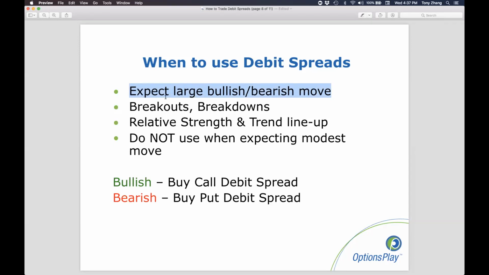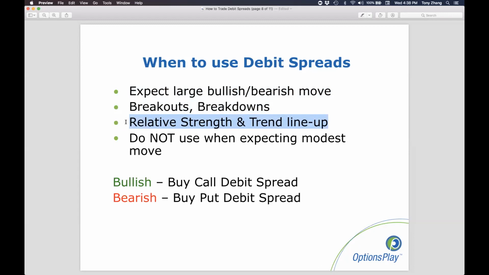So usually when we're talking about using debit spreads, this is when you've identified some kind of breakout. A stock has been trading in a range, it's about to break out to the upside, or it's about to break down to the downside, when relative strength or trend lines are lining up. So you have both the market and trends working in your favor. Sometimes you even have the sector working in your favor.